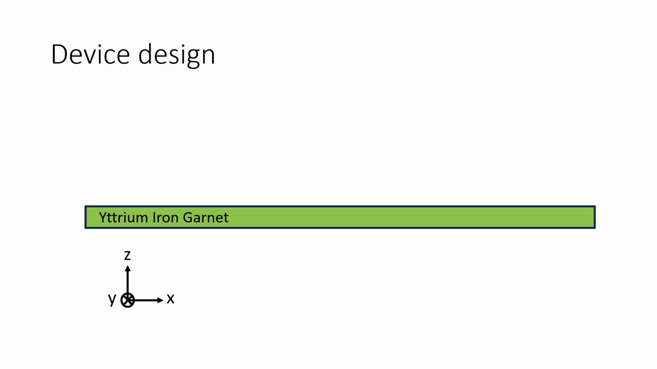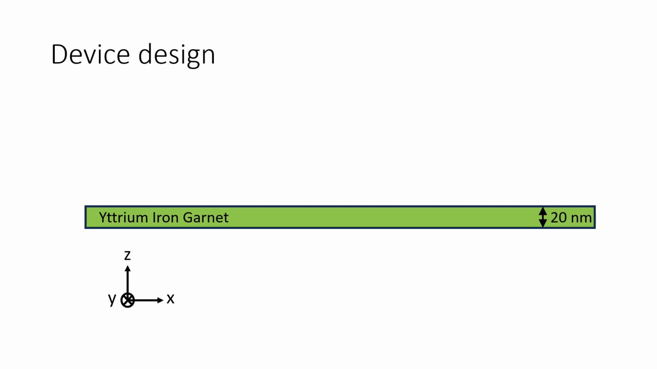Suppose we set up a Cartesian coordinate system as shown in the screen, where x is pointing to the right in the screen, y is pointing into the screen and z is pointing upward. Now suppose we have a thin film of yttrium iron garnet. The film extends to infinity in the positive and negative x and y directions. This thin film is 20 nanometers thick.